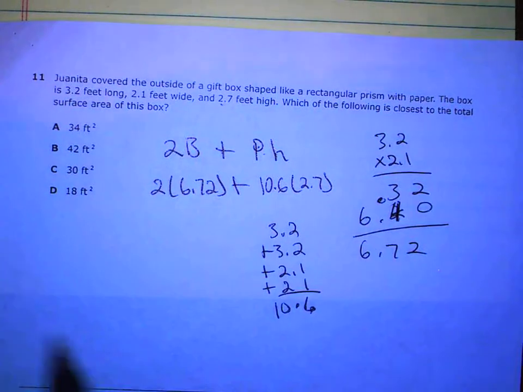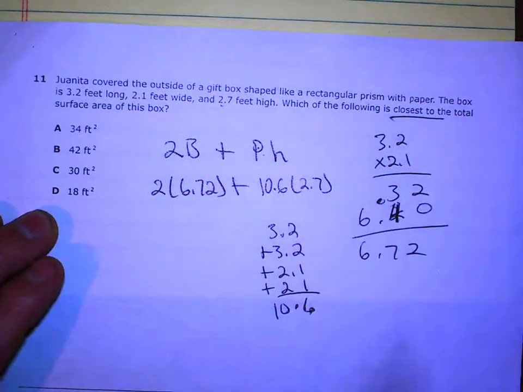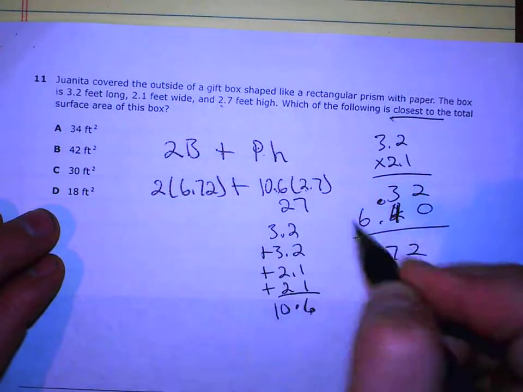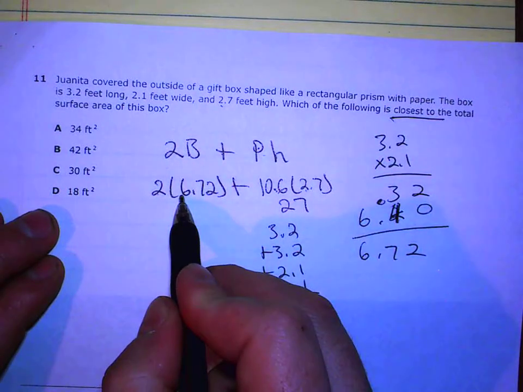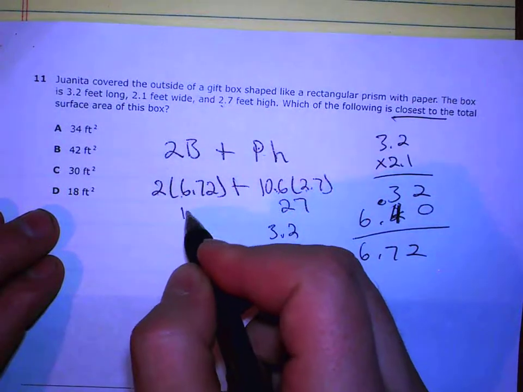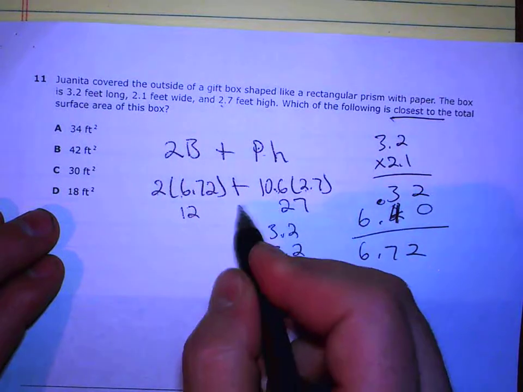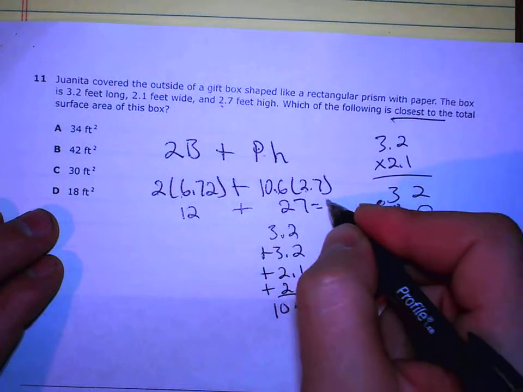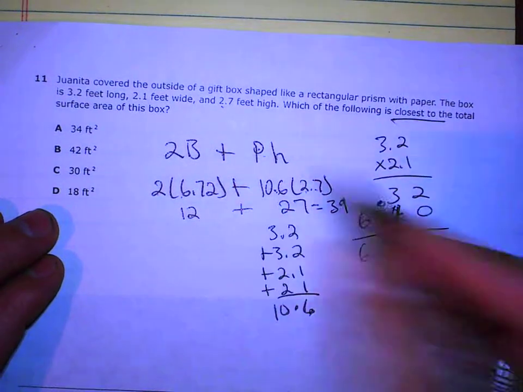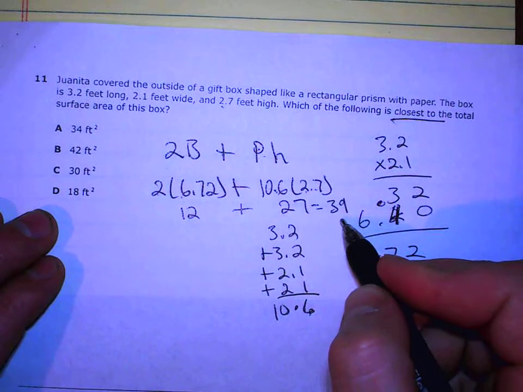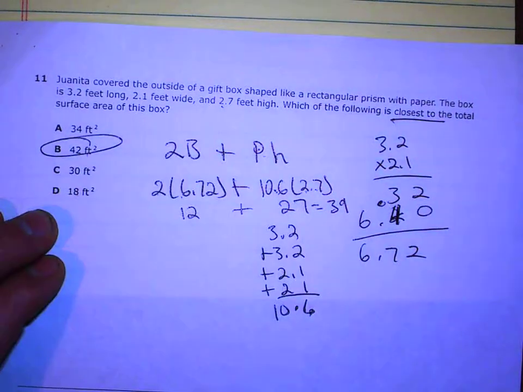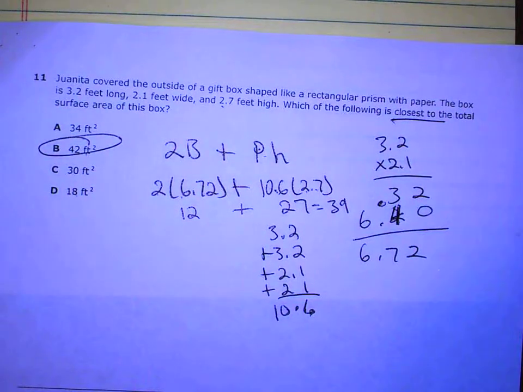Okay. Now, here's the key word to this. Closest. Okay, let's be smart, let's round. 2.7 times 10 is 27. 2 times 6 is going to give me 12. 12 plus 27 gives me 39. My number is going to have to be bigger than 39. The only answer choice larger than 39 is 42. Okay? Work smarter, not harder.